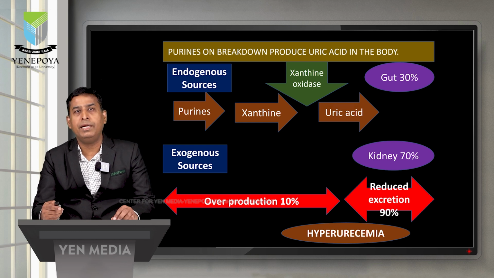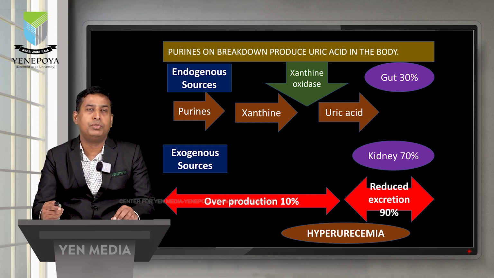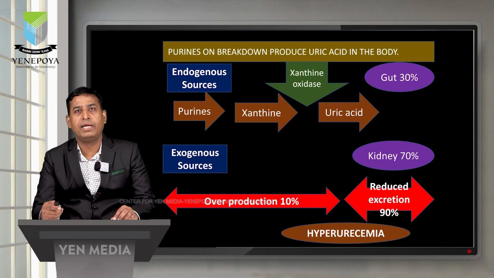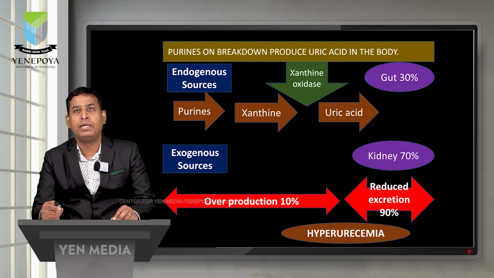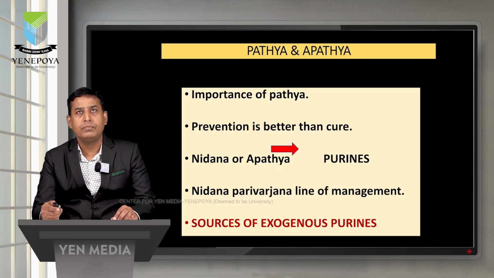Hence, it is noteworthy that around 10% of the cases of hyperuricemia is due to overproduction of uric acid, and around 90%, that is the majority of the cases of hyperuricemia, is due to reduced excretion of uric acid through the kidneys. Hence, overproduction or reduced excretion both contribute to hyperuricemia.